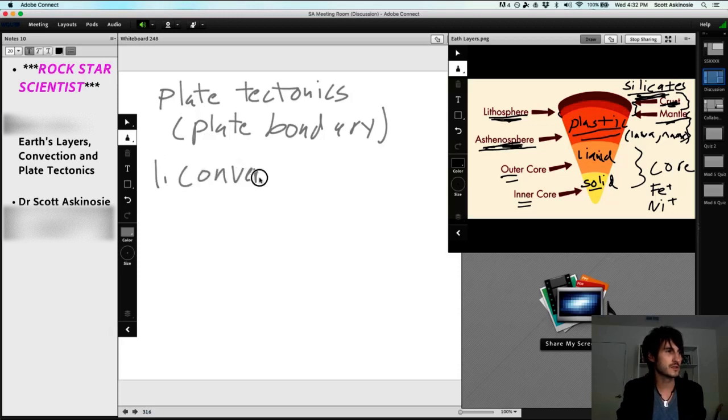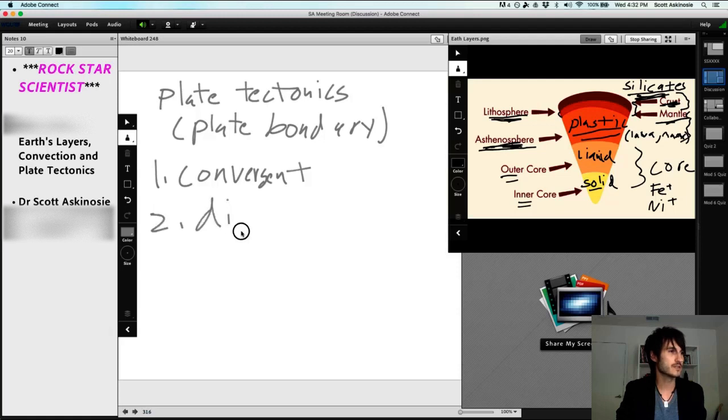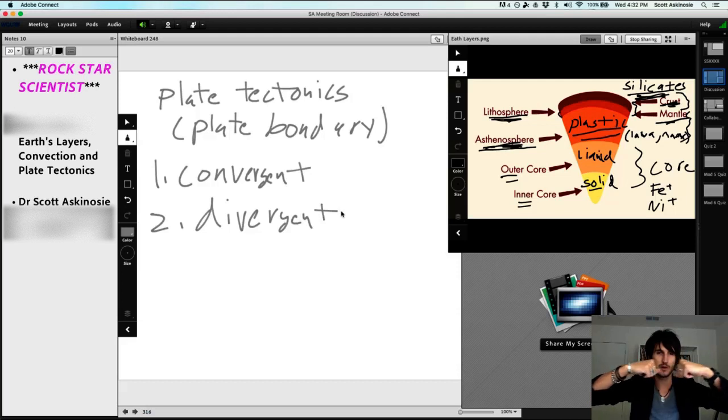The first is convergent. So plates can converge. To converge is to come together. So they can crash into each other. The second is divergent, where plates are actually moving apart from each other. They are diverging.